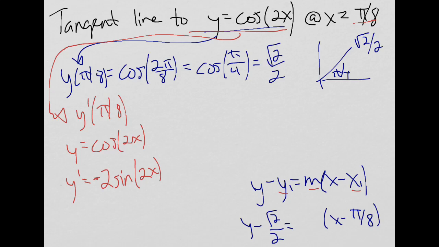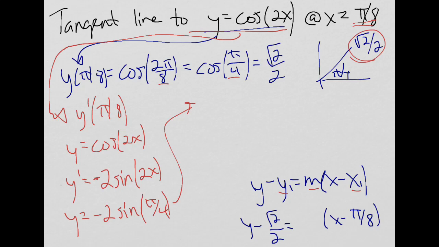So from here, I now simply have to plug in my pi over 8 to this thing. So I get y prime equals minus 2 times sine of, and I get the same thing happening here, so I'm just going to write my pi over 4, which is, I just kind of said, when we're at 45 degrees, pi over 4, sine and cosine are both root 2 over 2. So this whole thing right here becomes root 2 over 2. So I get minus 2 times root 2 over 2. These guys cancel. I get minus root 2.